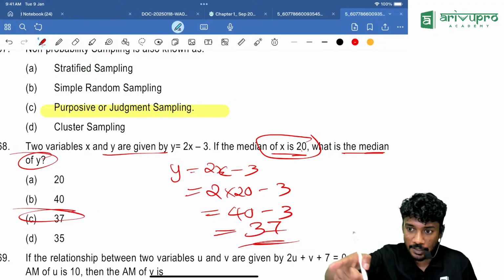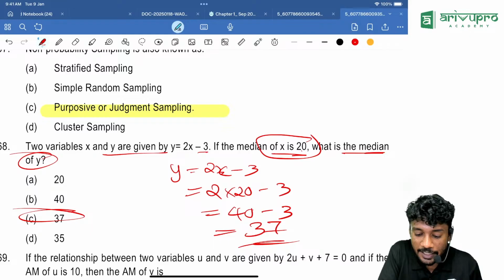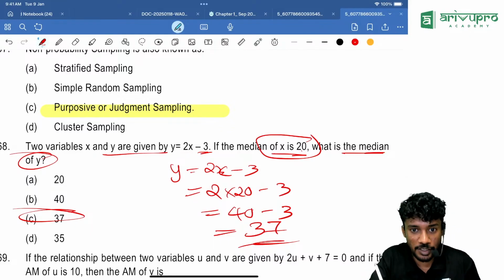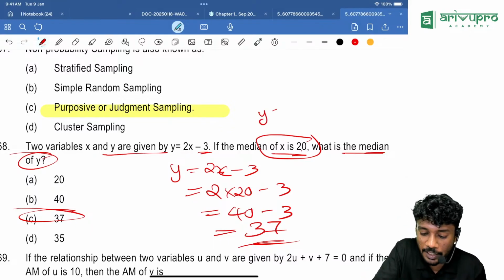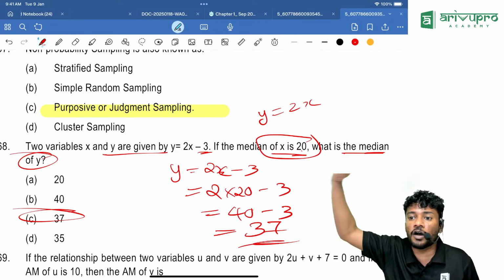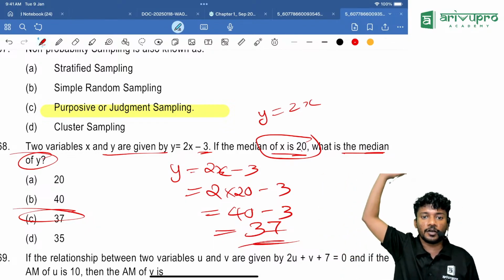Median is dependent on origin, right? That's why we are taking the constant. If in the same question it was standard deviation, we would have taken y is equal to 2x. We will ignore the other term, the constant term.